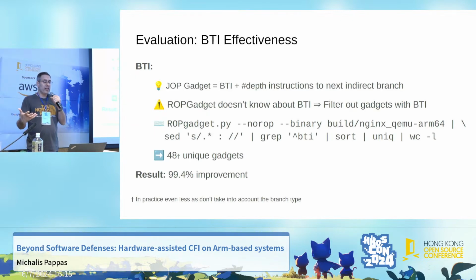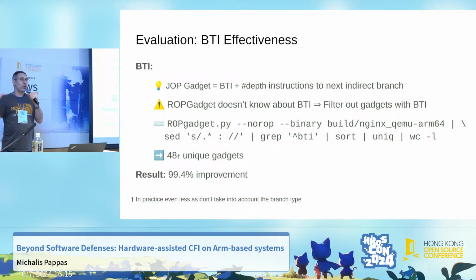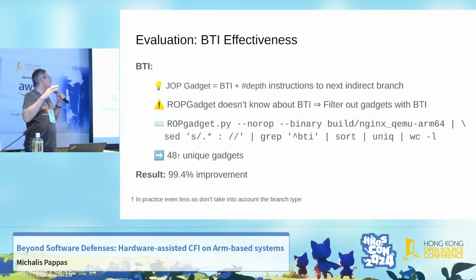And then I enable BTI, and I want to find how many gadgets are left with BTI enabled. So how do I now define a JOP gadget with BTI enabled? It is again a certain number of instructions that end up with an indirect branch, but they also have to start with a BTI instruction, because I cannot jump to anything other than BTI, right?